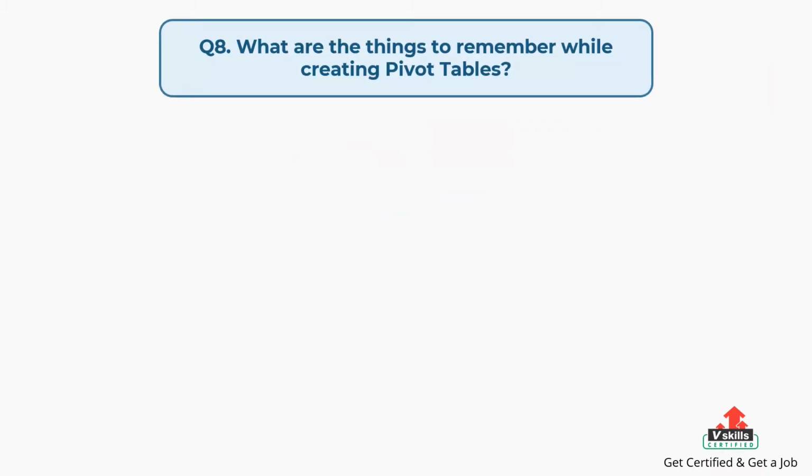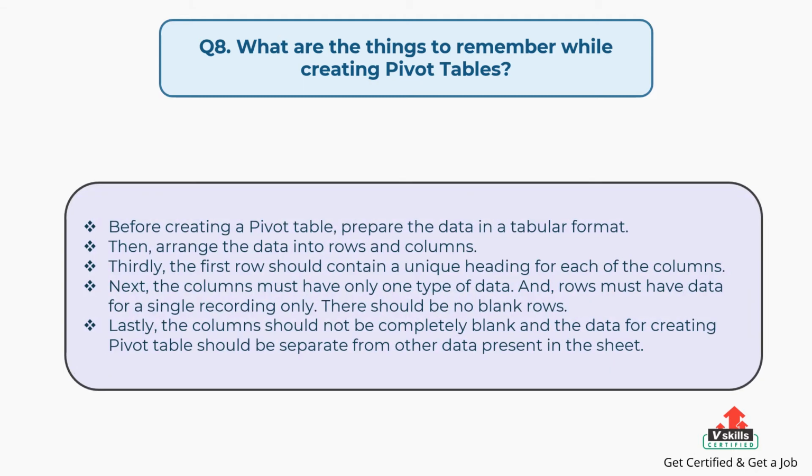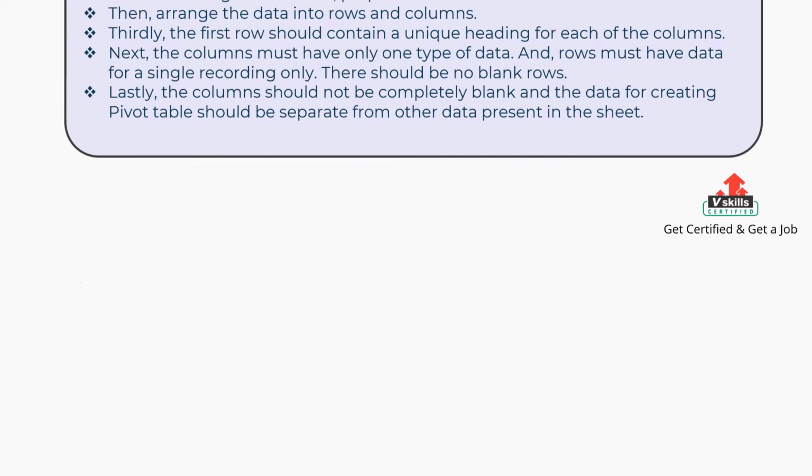Question number 8. What are the things to remember while creating pivot tables? The answer is, before creating a pivot table, prepare the data in a tabular format. Then, arrange the data into rows and columns. Thirdly, the first row should contain a unique heading for each of the columns. Next, the columns must have only one type of data. And, rows must have data for a single recording only. There should be no blank rows. Lastly, the columns should not be completely blank and the data for creating pivot tables should be separate from other data present in the sheet.